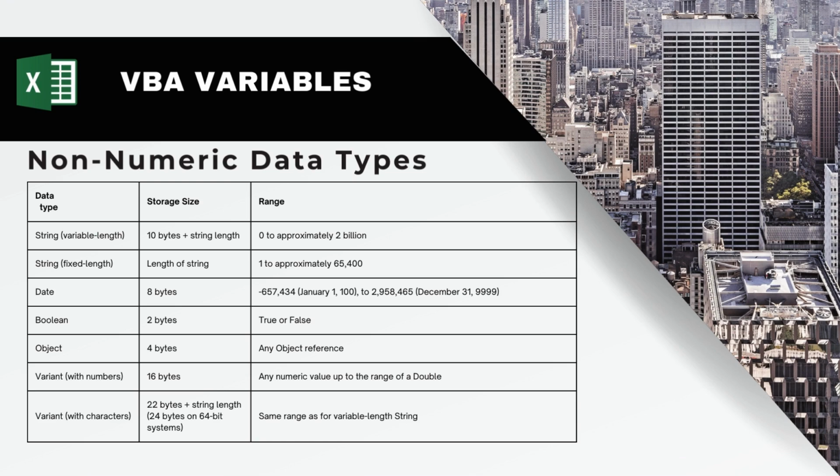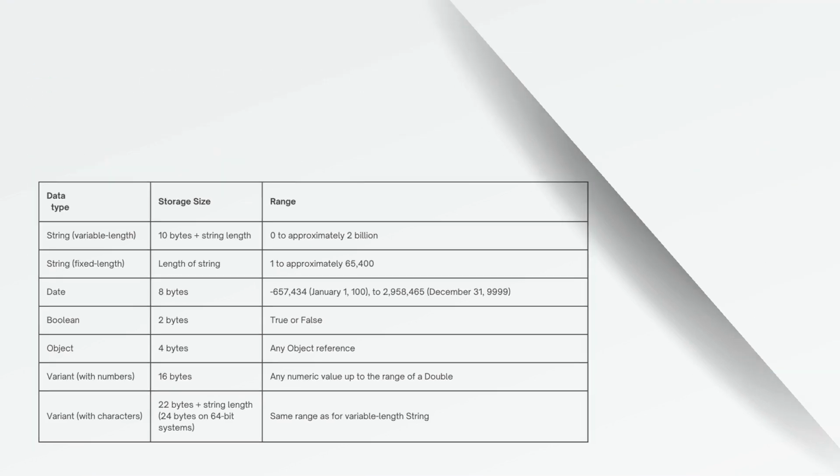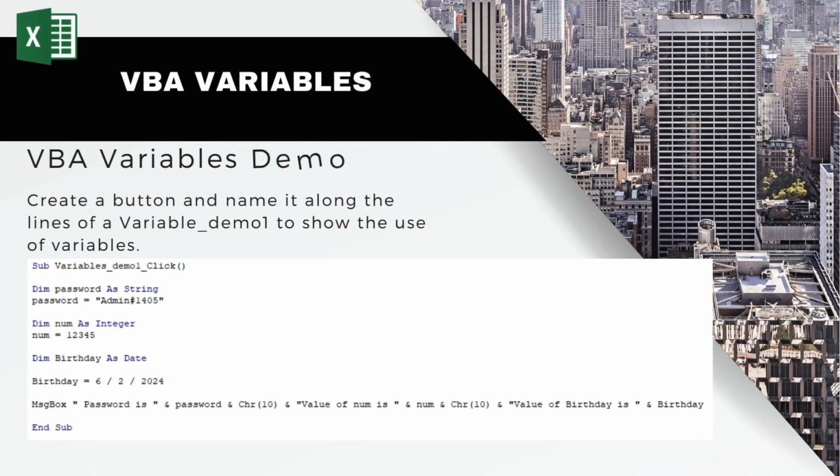For us today, it looks like we're going to create a demo by creating a button and naming it along the lines of Variable Demo 1 to show the use of variables. It's a simple demonstration, nothing exciting here, but this is the code that we're going to be working with. Basically, we're going to declare some variables: a string, an integer, and a date, and we're going to see what it looks like and how it's presented to us in a message box.